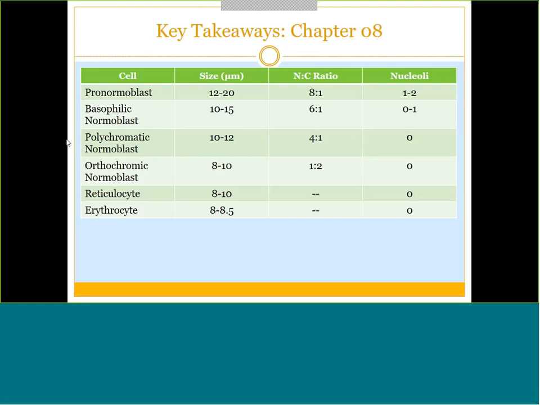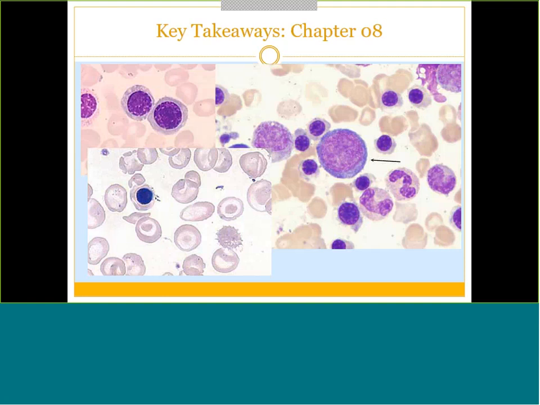Reticulocyte has no nucleus. It's still larger than a regular erythrocyte and a little bit blue-gray because it has some remnant RNA in it. And then you finally have your mature erythrocyte, which is, of course, 8 to 8.5 micrometers. It has a nice central pallor to it. So when we look at some pictures, here are a few examples.